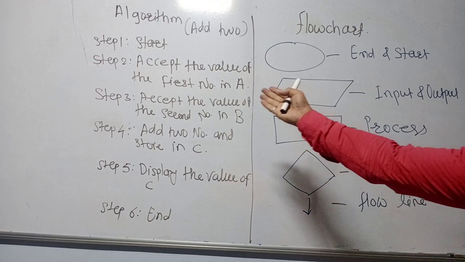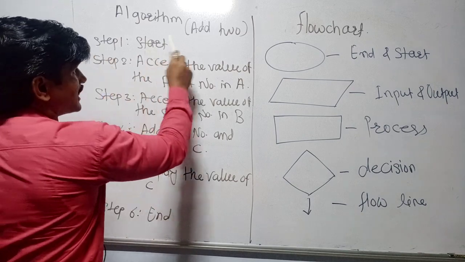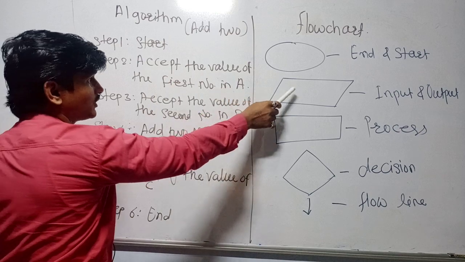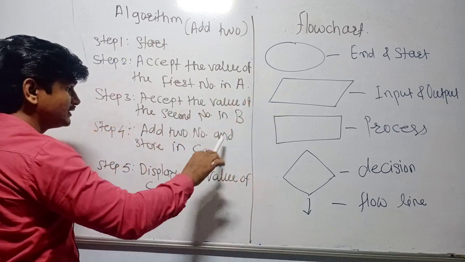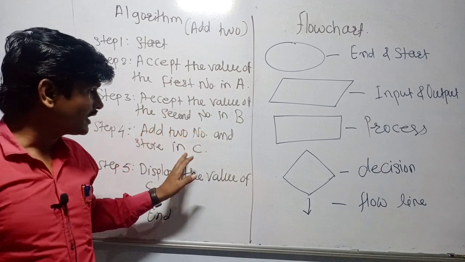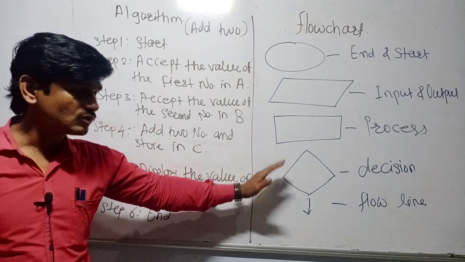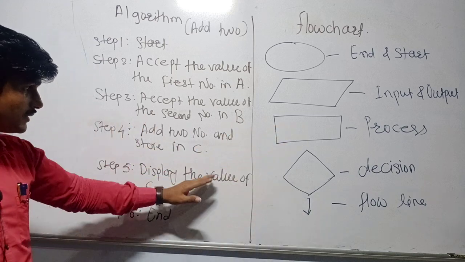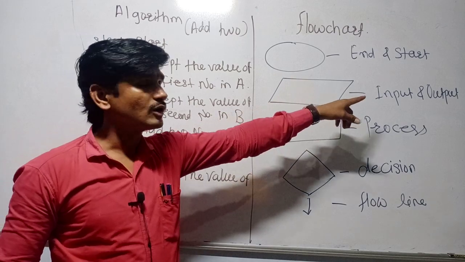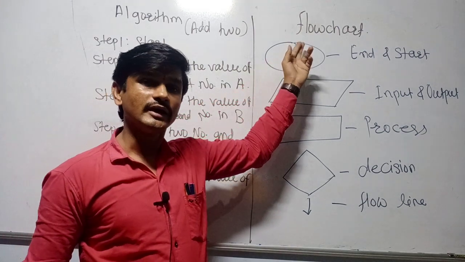A simple thing, what is the relation between the two? See, first we can write start here, then input, we can accept input A, input B, then this is the process. Step 4 is the process, we can write in this. Here there is nothing for a decision, so we will leave it. Then display the value, again we can go in this box, that is the input output process. Then last, end.